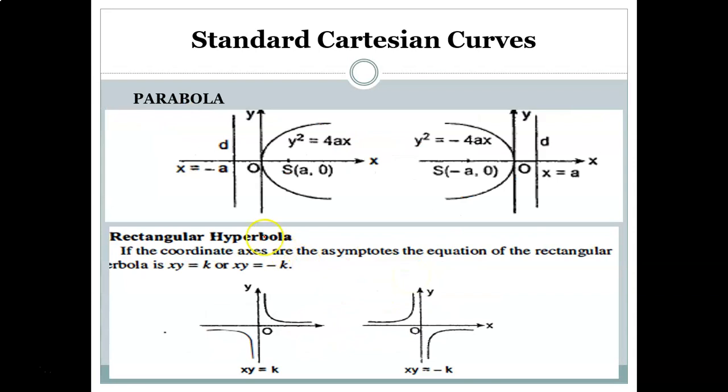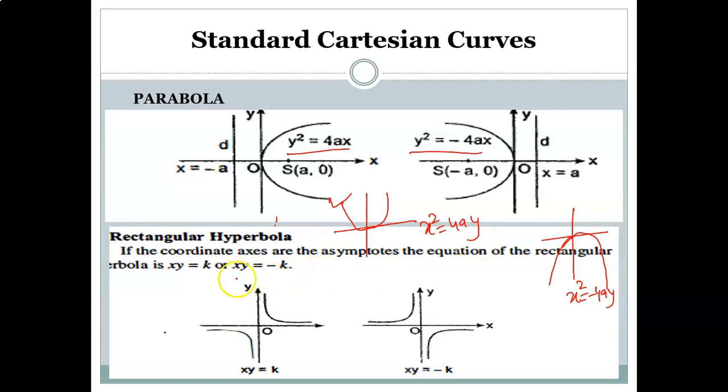If we have a parabola, as I already mentioned, the equation is given like this: y square is 4ax, and y square equal to minus 4ax on this side. And similarly, for x square equal to 4ay, it will be like that. And x square equal to minus 4ay, it will be in this way. So these are the geometries of the parabola.